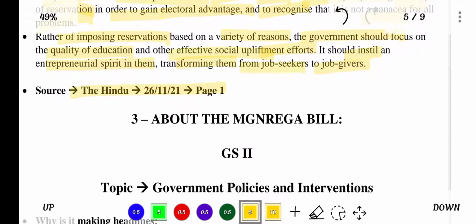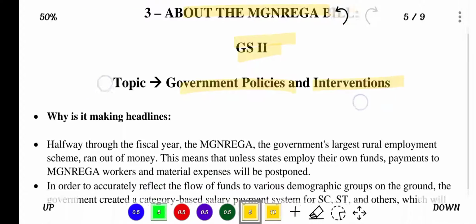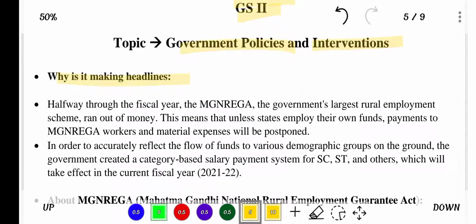Next is about the MGNREGA bill. It is from GS paper 2 and the topic is government policies and interventions. So why is it making headlines? Halfway through the fiscal year, the MGNREGA, the government's largest rural employment scheme, has run out of money. This means that unless states employ their own funds, payments to MGNREGA workers and material expenses will be postponed.